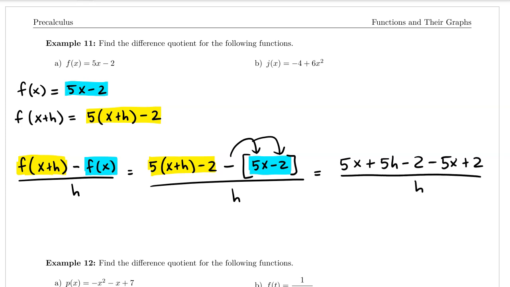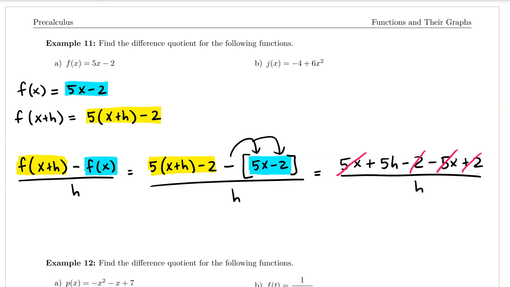Now, when you're doing difference quotient questions, one clue that you are on the right track and taking the right steps is that everything that is in the numerator that does not have an h in it should be somehow canceled out. What do I mean by that? Well, let's combine like terms. I have a 5x minus 5x and a negative 2 plus 2.